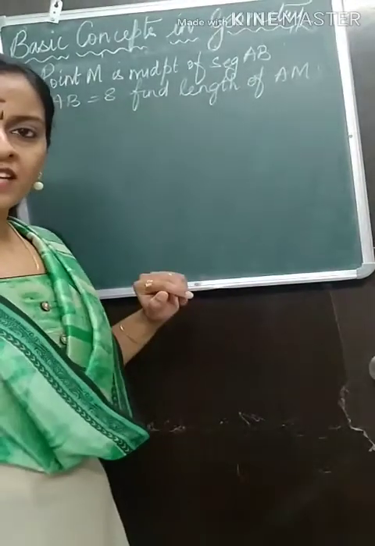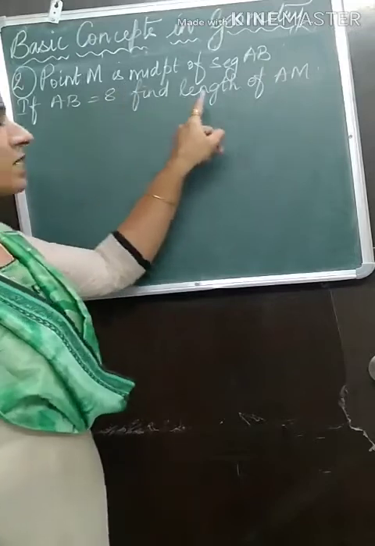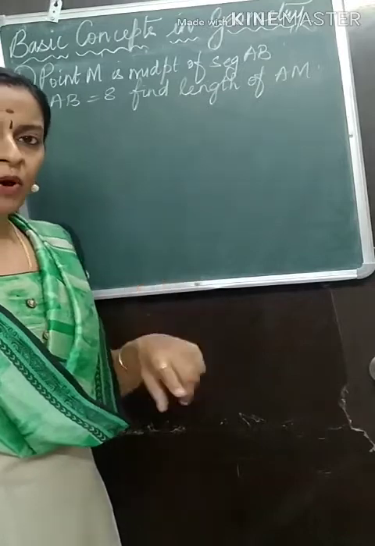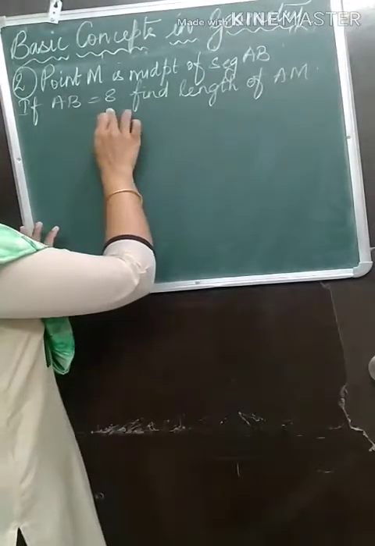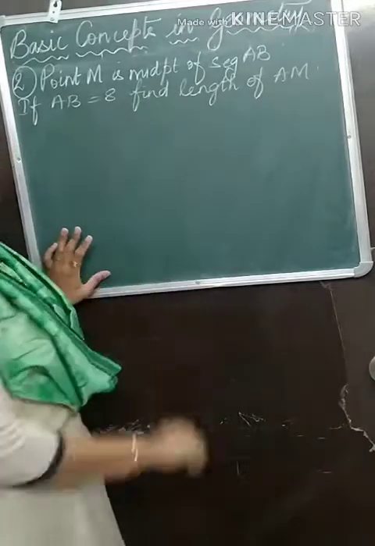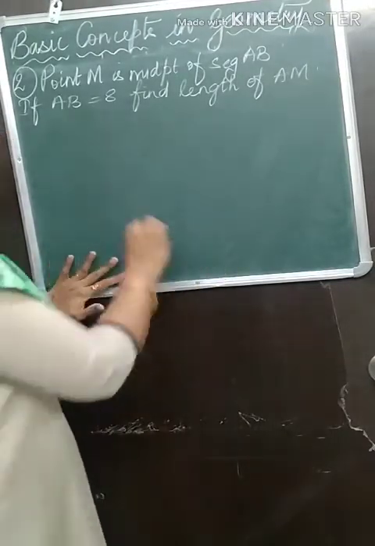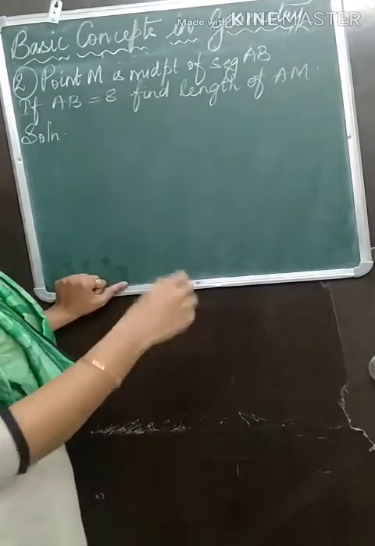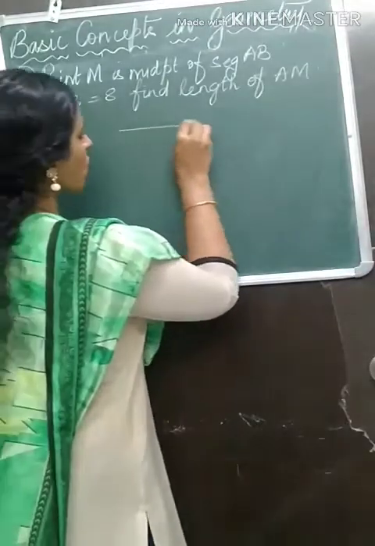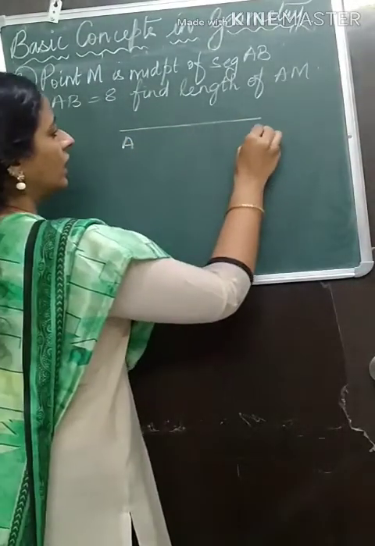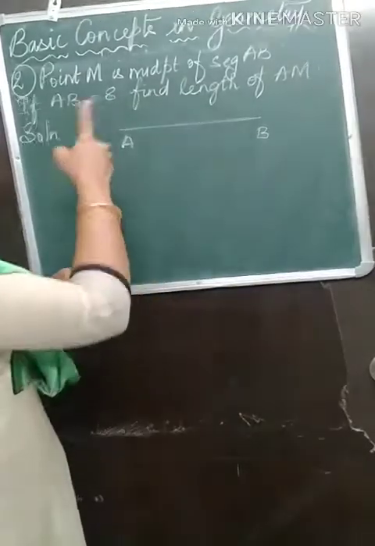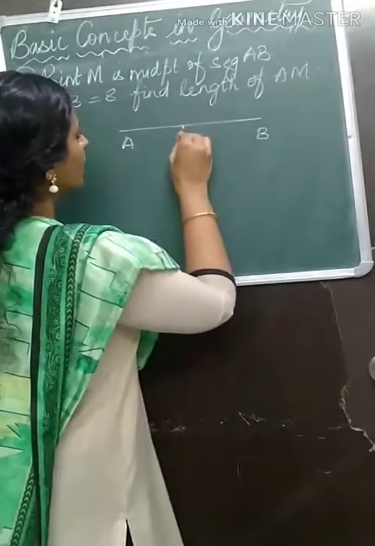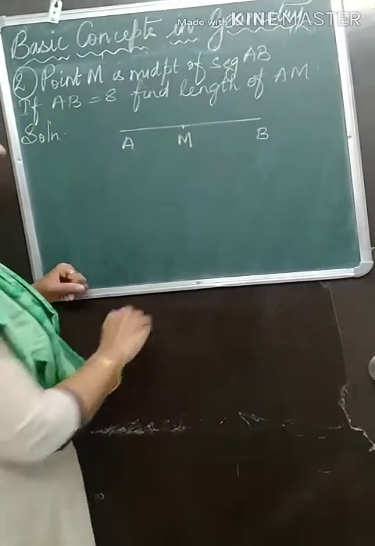Let's take the second question now. Point M is the midpoint of segment AB. AB is 8. Find the length of AM. Okay, we have to draw the figure for this solution. Read it once again. Point M is the midpoint of segment AB. We will just draw segment AB. Let this be segment AB. According to the given information, M is the midpoint. Midpoint means somewhere here, the middle, center. So M we wrote.